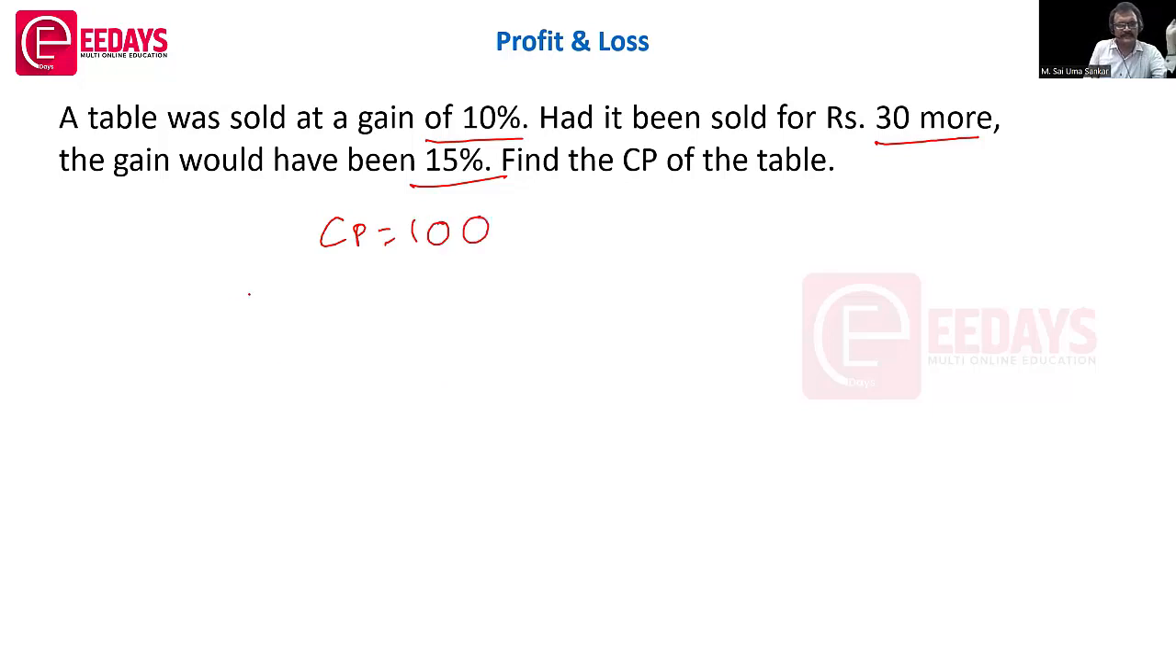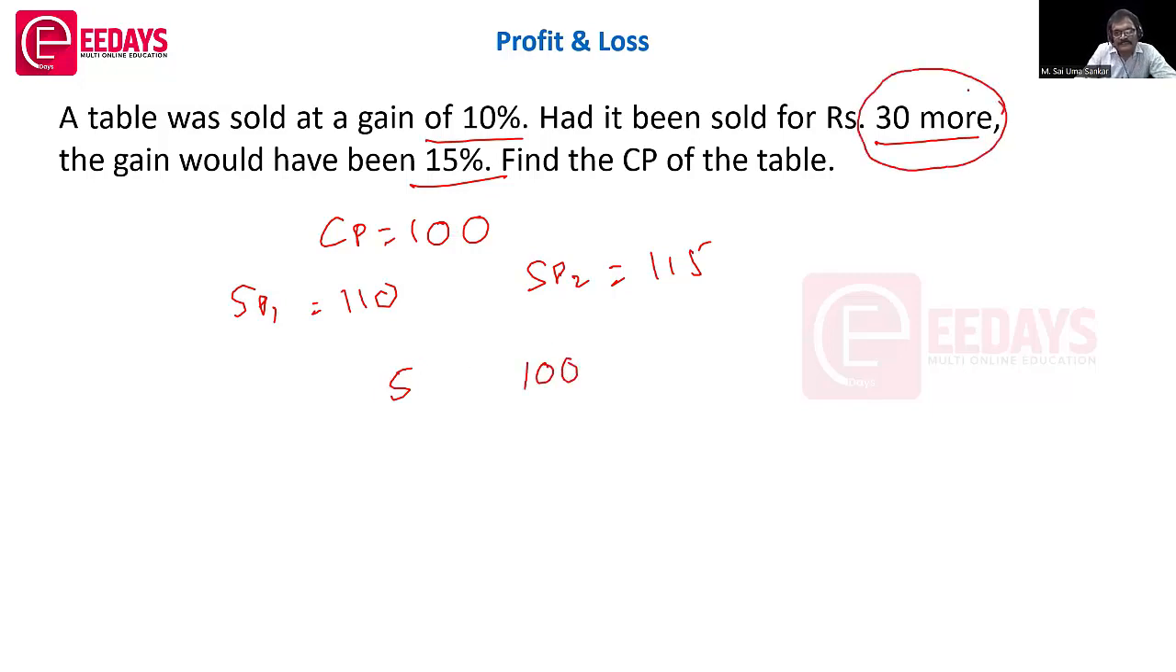Always equal to 100. What is the SP1? 110. What is the SP2? 115. What is the difference? 5 rupees. If the difference is equal to 5 rupees, the cost price is equal to 100. But what is the difference here? If the difference is equal to 30, then what is the cost? This is into 6 and this is into 6. 600 is the answer.